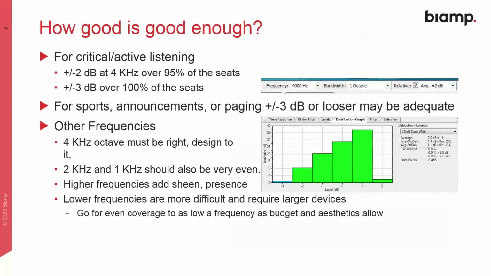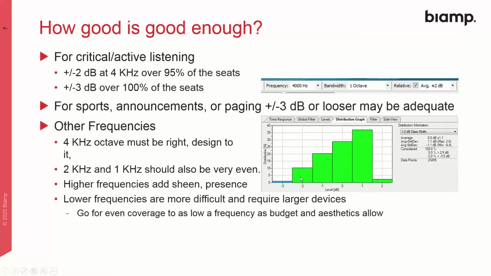How good is good enough? How even do we need it to be? For critical active listening, which is what a church would be, I go for plus or minus 2 dB at 4 kilohertz over 95% of the seats. And I try for plus or minus 3 dB over 100% of the seats. There you see the graphics from EASE Focus showing that.